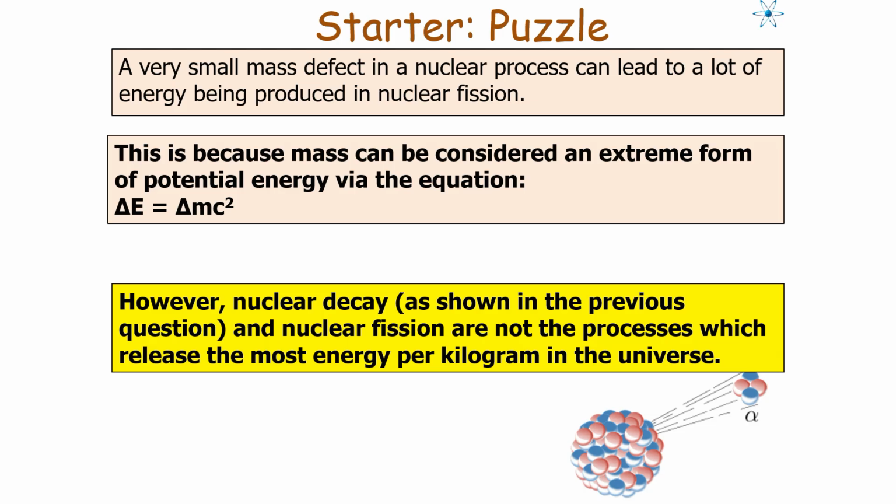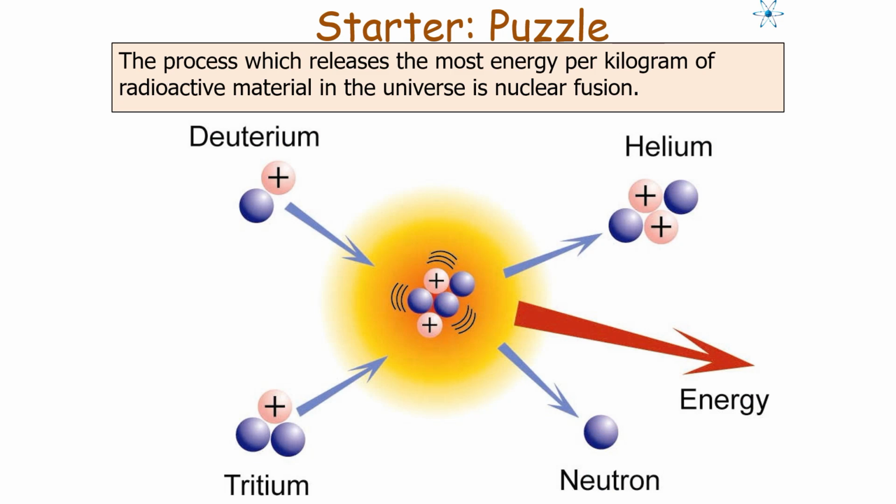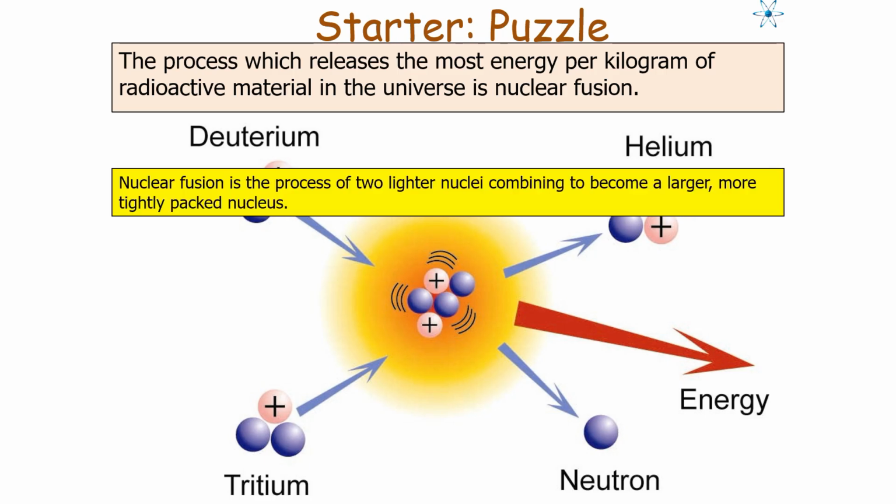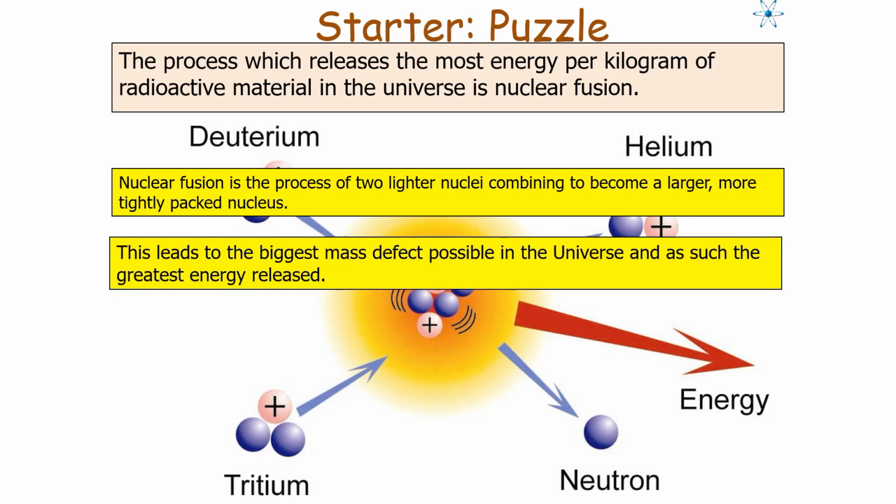However, nuclear decay and nuclear fission are not processes which release the most energy per kilogram in the universe. The process which releases the most energy per kilogram of radioactive material in the universe is nuclear fusion. Nuclear fusion is the process of two lighter nuclei combining to form a larger, more tightly packed nucleus. This leads to the biggest mass defect possible in the universe and as such the greatest energy released.